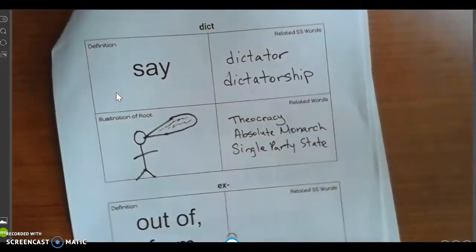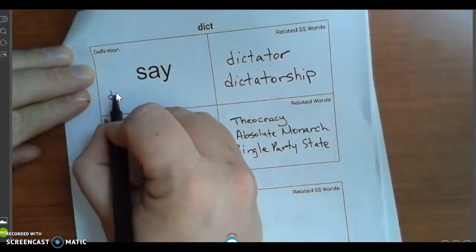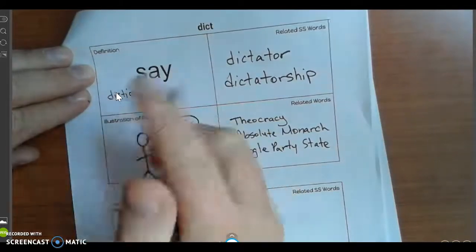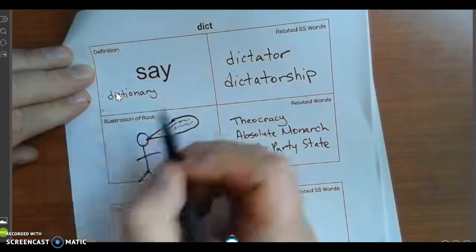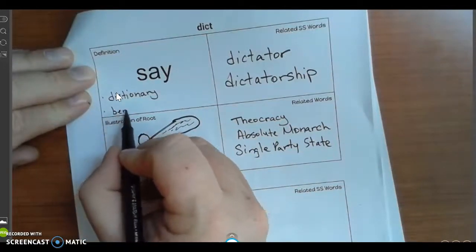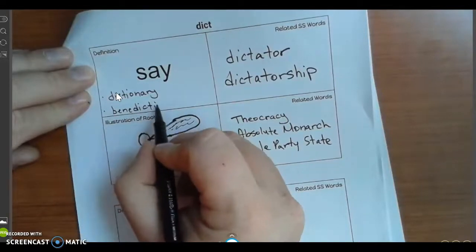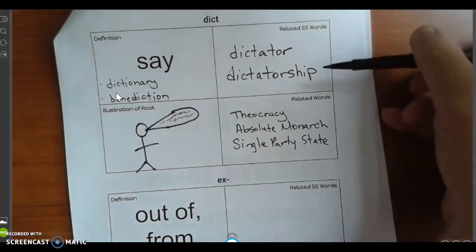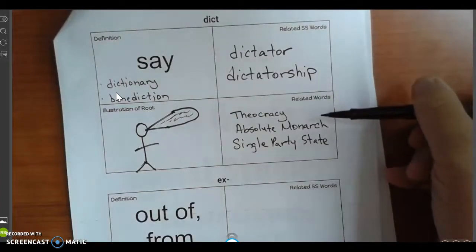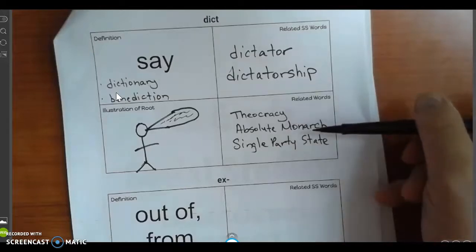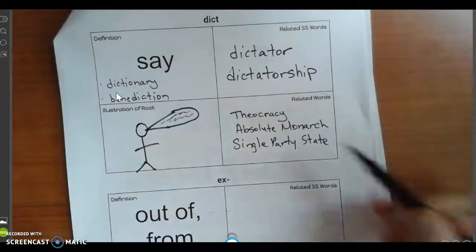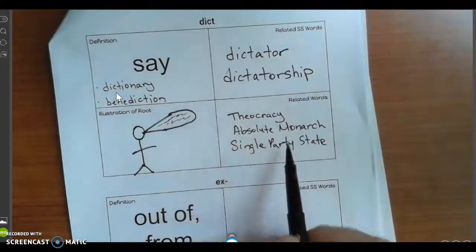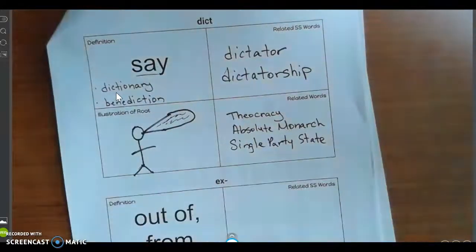Some related words that we also see here are a dictionary, where you would go to find how to say words, also spell them. A benediction, which is a fancy word for a speech. Okay, but the related words that I have here from social studies other than dictatorship are those other three forms of authoritarian government, a theocracy, an absolute monarch, and a single party state. All of these relate back to dictatorship because in these four forms of government, whatever the ruling party says goes.